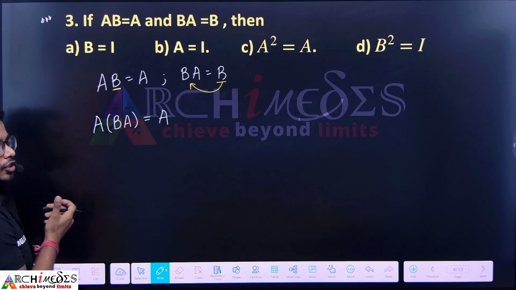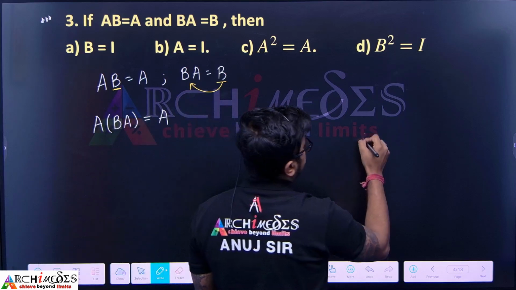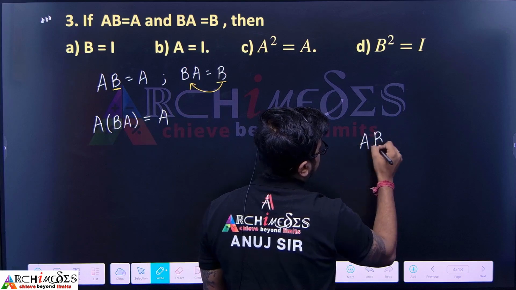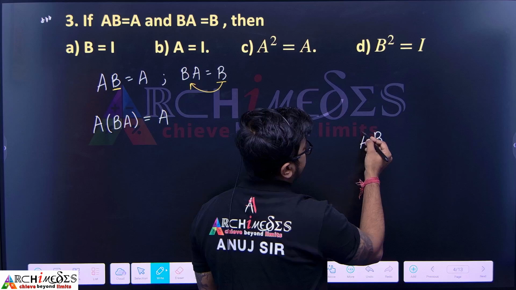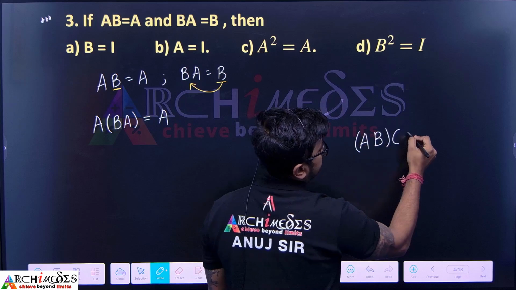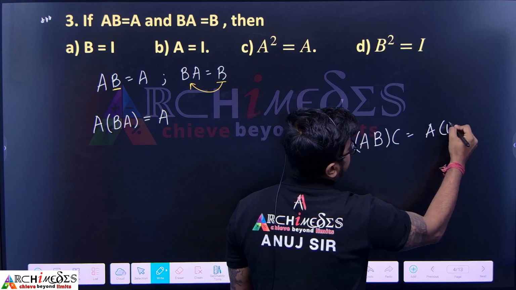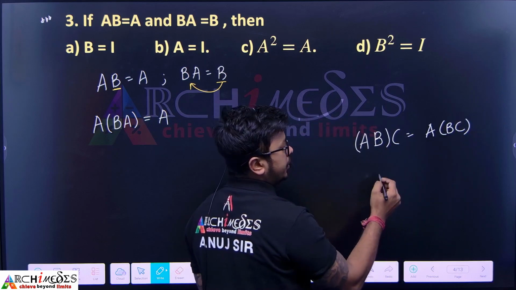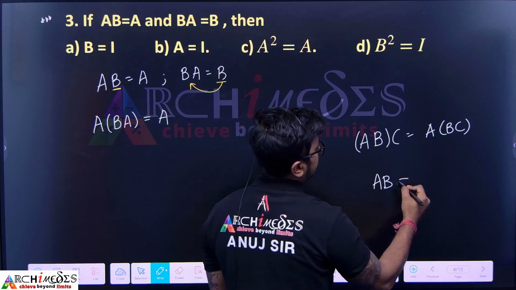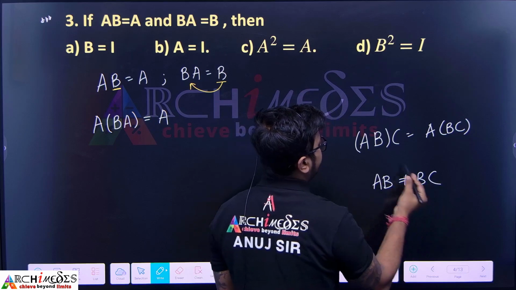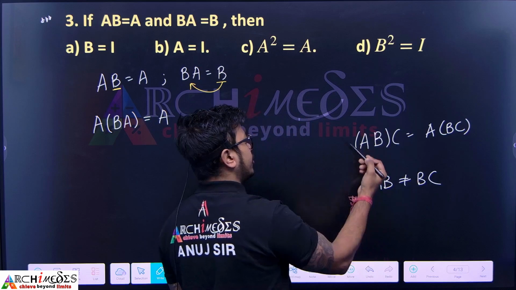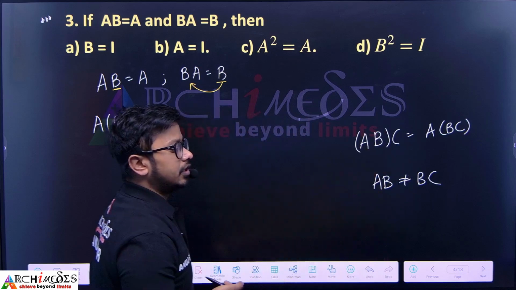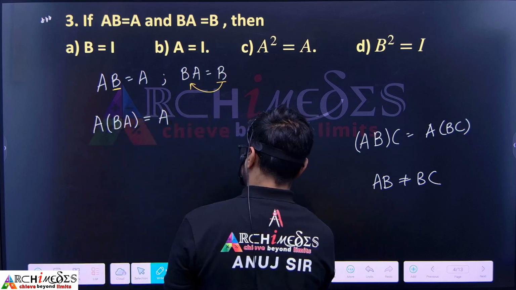Clear? So you know there is one property, the associative property, that ABC is the same as A BC. So you can multiply the last two first, but you cannot interchange the position. Remember that AB is not equal to BA, but you can perform the last two first, then perform with the first.